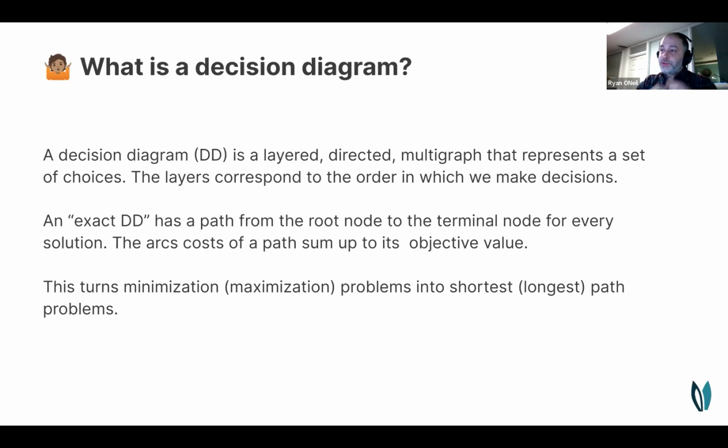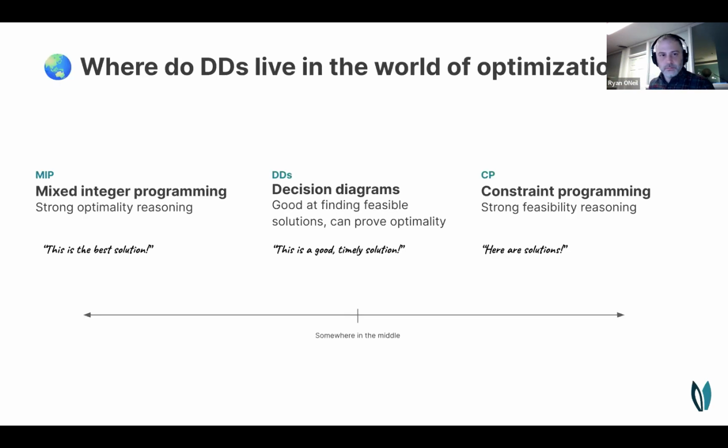And then you put this on a graph. So it's a layered directed multigraph that goes from a source node to a terminal node. And as you traverse that graph, you construct a feasible solution and you accrue cost. Right. So what this essentially does is it turns optimization problems into the search for a minimum or maximum path, the shortest or longest path on a graph.